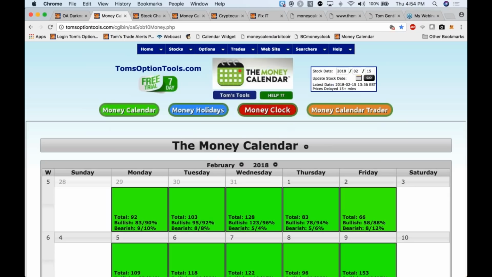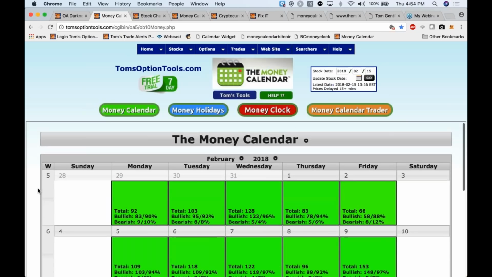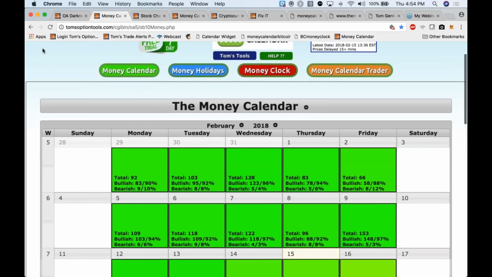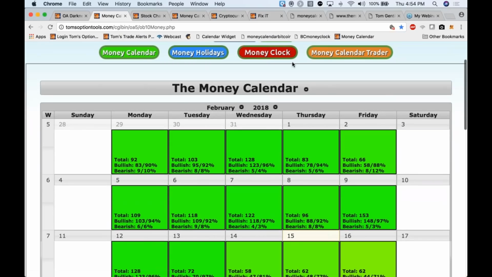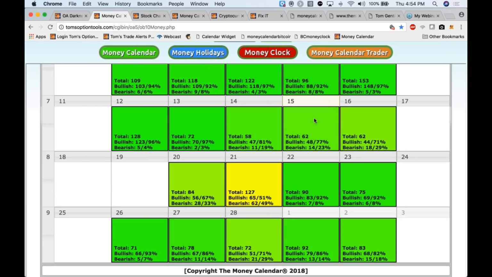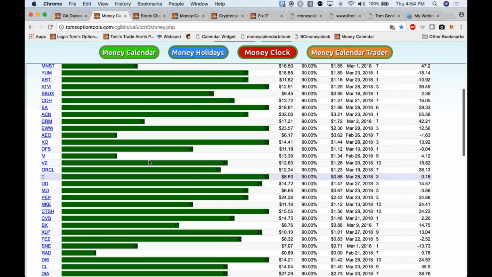Money Calendar. So we got Money Calendar, and this is great, but I want to show you something called Money Calendar Trader. This went out to all of our professional traders earlier this year. So, with Money Calendar, what we do is we go in and we click on the 15th. This is today, and we got all these symbols.